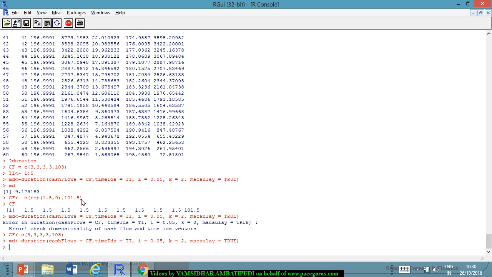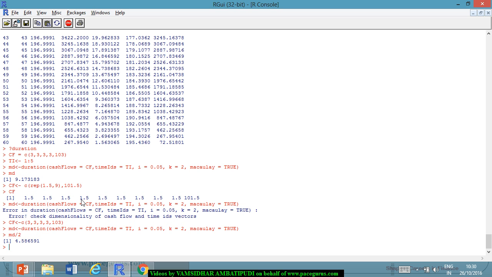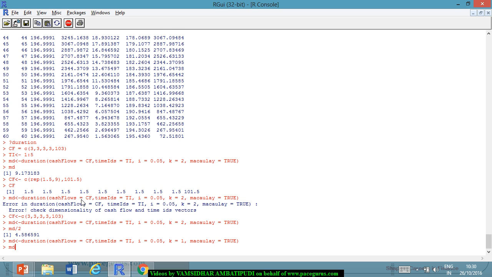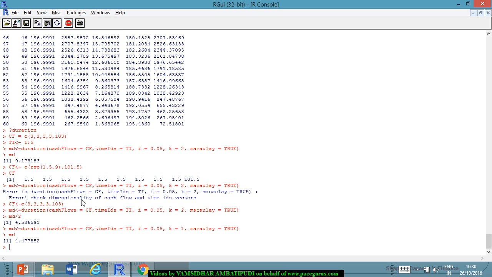So this Macaulay duration, I have to divide it by 2 because we are talking about 2 periods. So the Macaulay duration is coming out to 4.58 here. Whereas when I go with the annual payment instead of semi-annual payment, I'll set this K equal to 1. In this case, the Macaulay duration is going to come out to 4.47. So if the payment is made at the end of the year, the Macaulay duration is going to be 4.47, but if it is being made twice, the Macaulay duration is coming out to be 4.58.